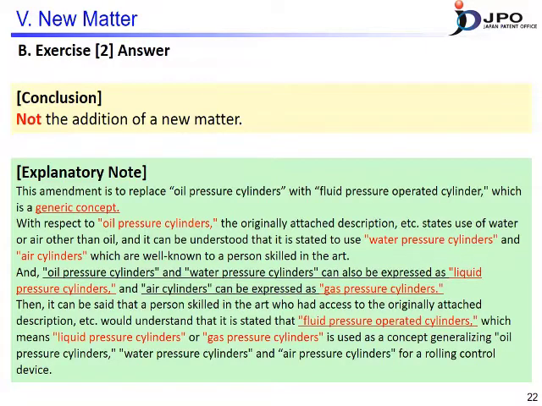Then, it can be said that a person skilled in the art who had access to the originally attached description, etc., would understand that it is stated that fluid pressure operated cylinders, which means liquid pressure cylinders or gas pressure cylinders, is used as a concept generalizing oil pressure cylinders, water pressure cylinders, and air pressure cylinders for a rolling control device.